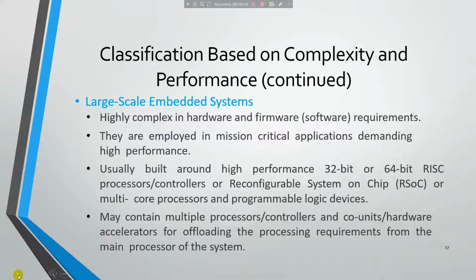Next, classification based on complexity and performance. Here we are going to see large scale embedded systems. They are highly complex in hardware and firmware requirements, like your CPUs, it's already equivalent to a CPU. They are employed in mission critical applications demanding high performance, so time bound is very important here. Usually they are built with high performance 32-bit or 64-bit RISC processors, controllers or configurations used on the chip. You can also see it contains multiprocessors. It's not a single processor, but it can also have multiprocessors so that performance can be achieved very well. It can take a number of inputs and perform certain critical tasks.